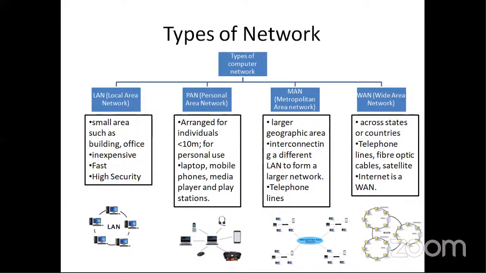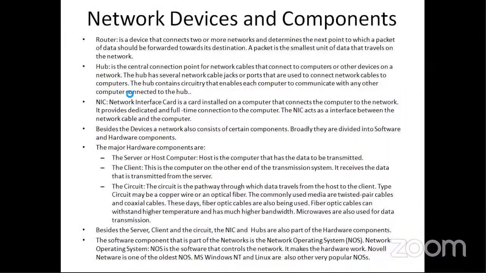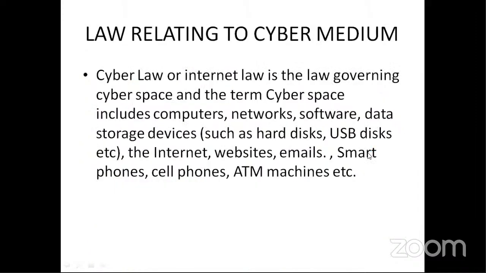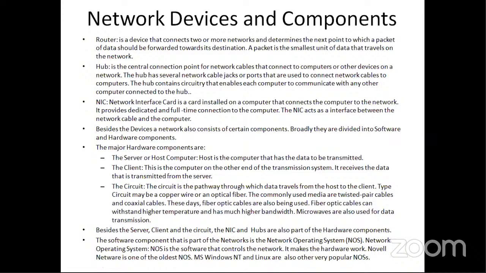Now we have also discussed the types of networks: LAN, PAN, MAN, WAN. PAN, the personal thing, and LAN in a small area, how they are connected. MAN in a city, how they are interconnected to different LAN networks. And WAN is something across the states and countries, a much wider network. Then different components and devices used for networking: router, hub, NIC, the hardware components, how the circuit works, who is a client, what is a host computer. All these things we learned yesterday.